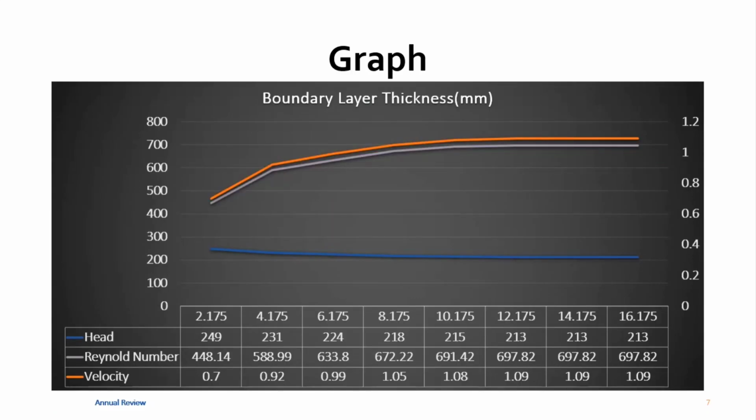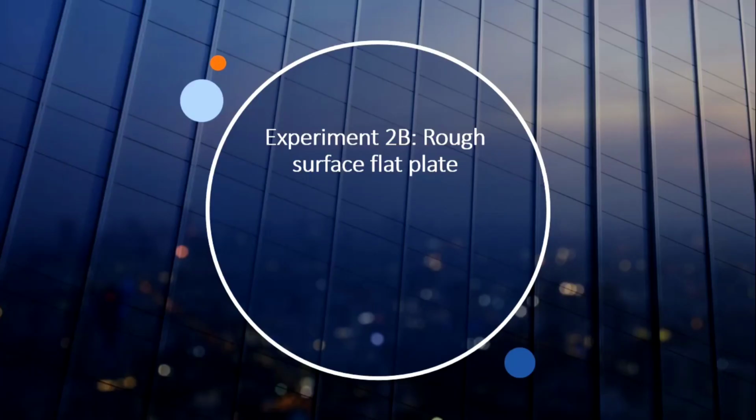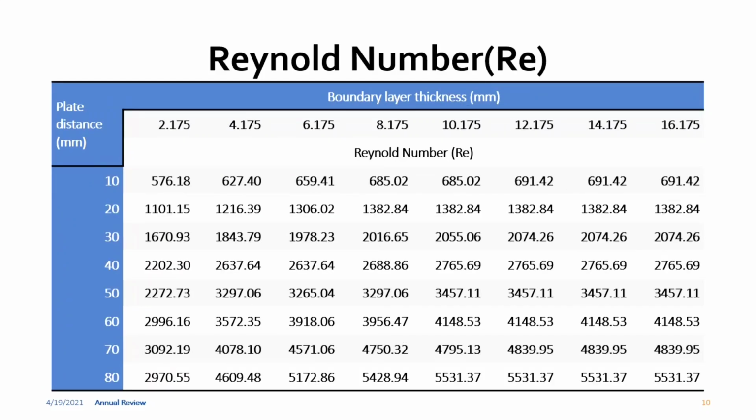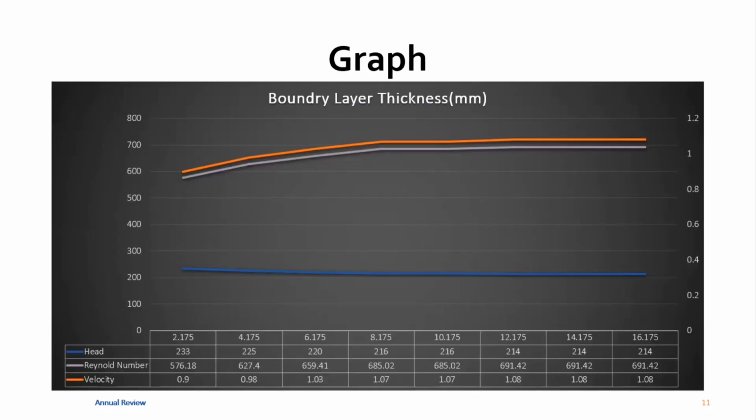This graph shows the 10 mm plate reading for height, velocity, and Reynolds number for the smooth plate surface. Experiment 2B is about the rough surface flat plate. This calculation has been done the same as the previous one. We have obtained the Reynolds number, and this is the graph, also using the 10 mm plate distance for height, velocity, and Reynolds number for the rough surface plate.